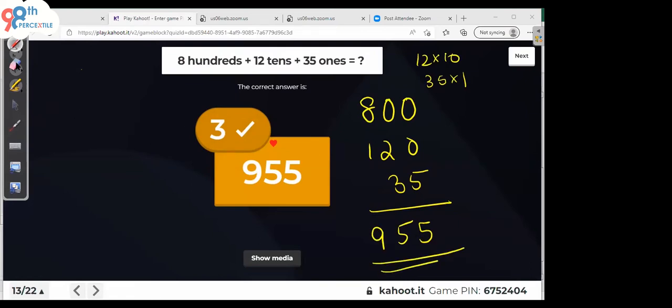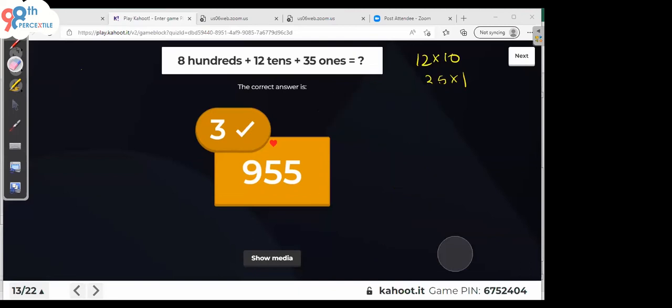Remember, hundreds means multiplied with 100. Tens means whatever is the number or the digit, you have to multiply it with 10. And ones means you have to multiply it with 1. So that's how we do this question.